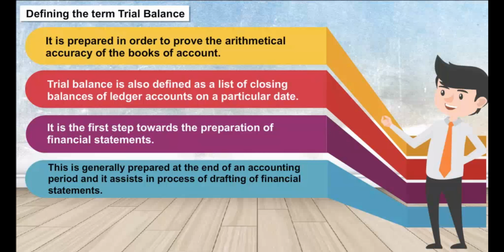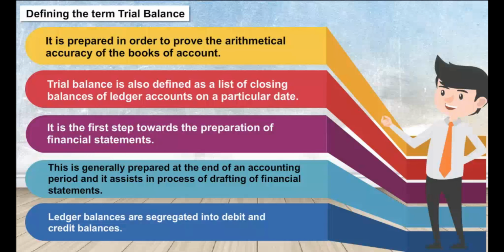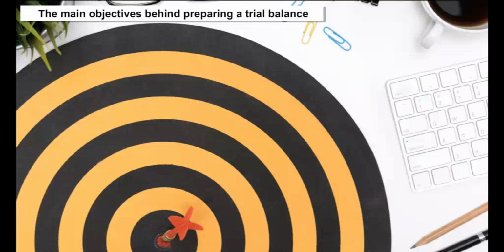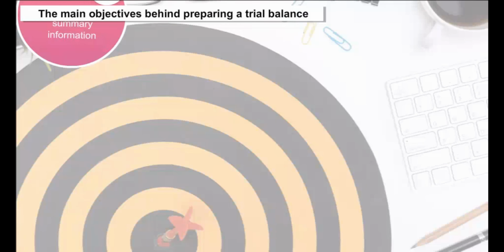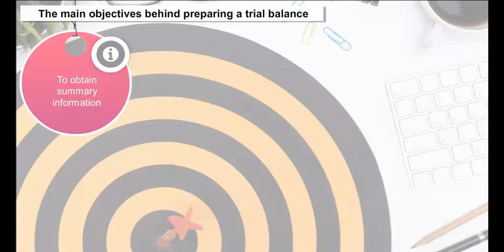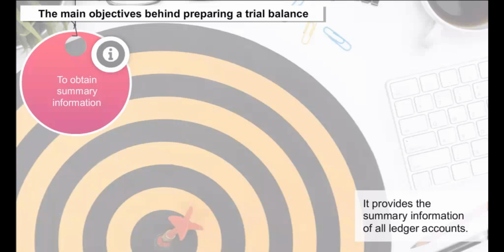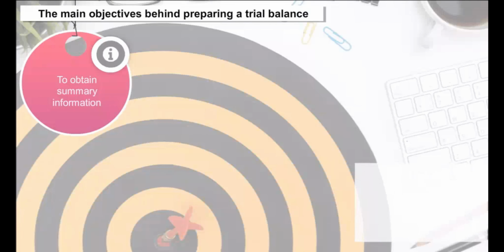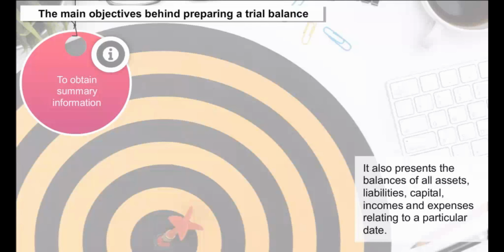This is generally prepared at the end of an accounting period, and it assists in the process of drafting of financial statements. Ledger balances are segregated into debit and credit balances. The main objectives behind preparing a trial balance. 1. To obtain summary information. It provides the summary information of all ledger accounts. It also presents the balances of all the assets, liabilities, capital, incomes and expenses relating to a particular date.